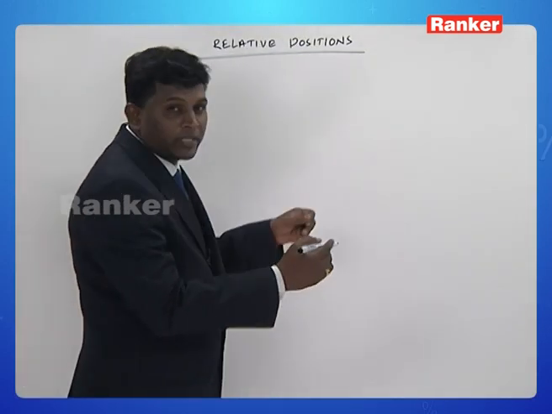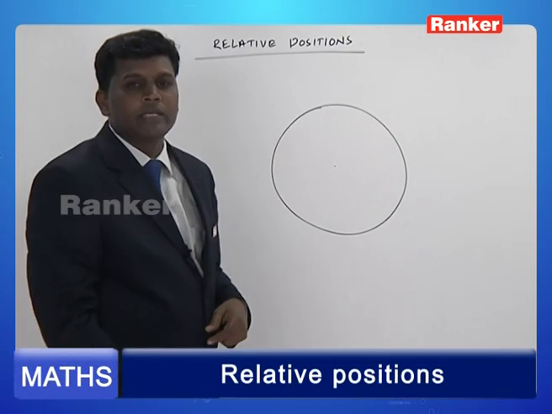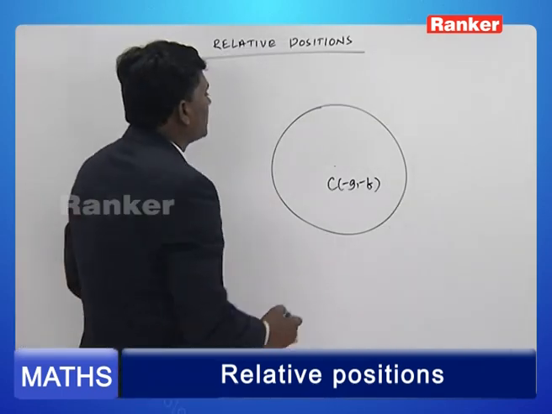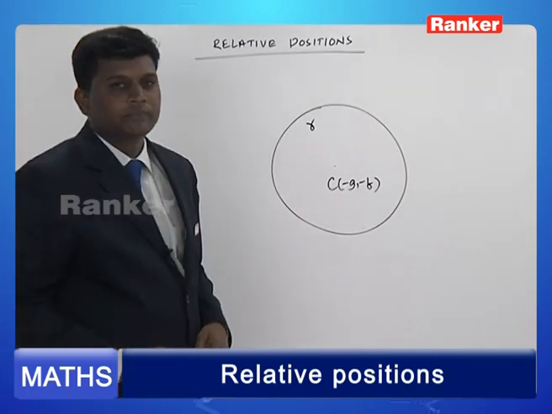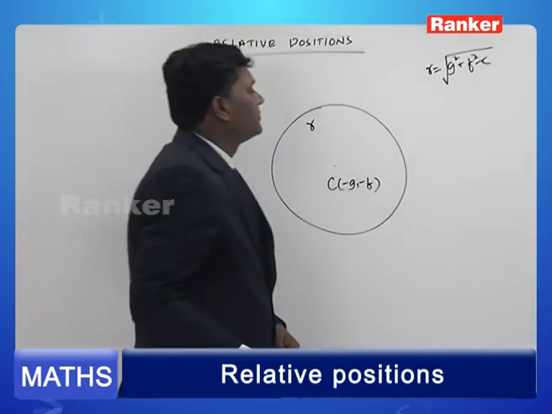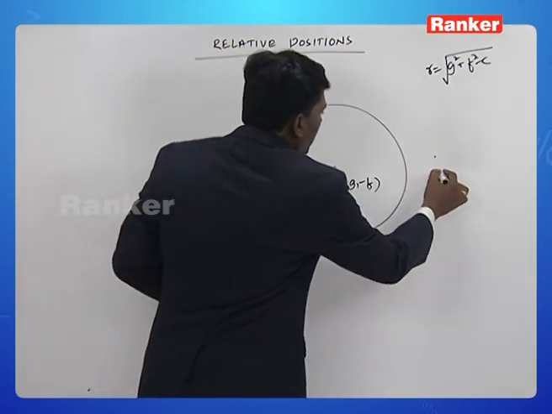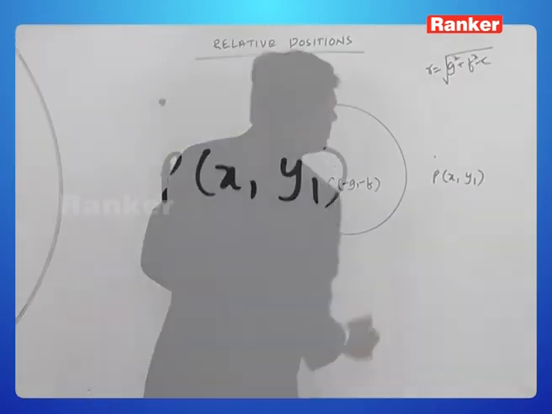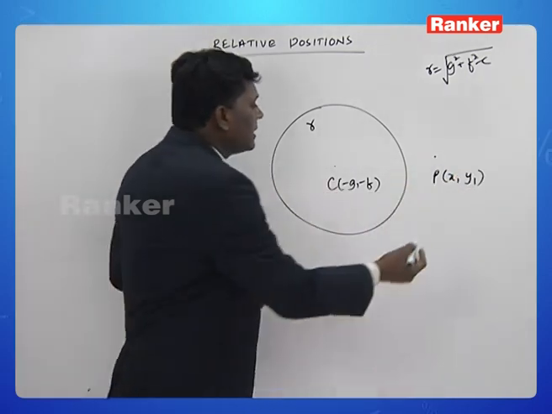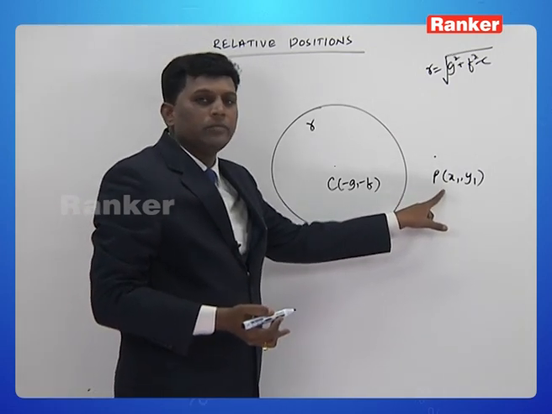For example, we are imagining a circle S equals 0. Just randomly we are choosing a circle in the plane, S equal to 0, whose center is taken as (-g, -f) and radius as r, where we know that r equals the square root of g square plus f square minus c. Now let us imagine a point P(x1, y1) somewhere in the plane of the given circle, maybe internal or external, maybe lying on the circle also. Let us see how to find the position of this point with respect to this circle.